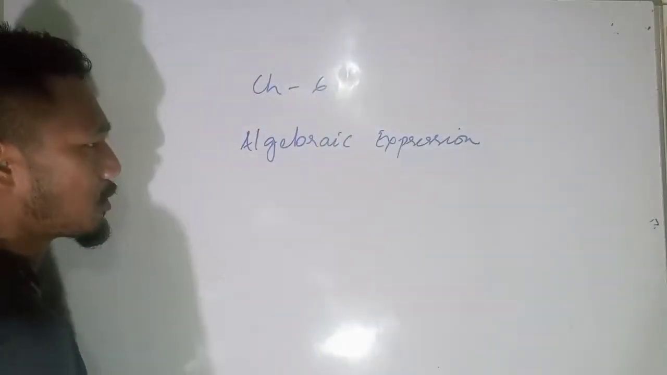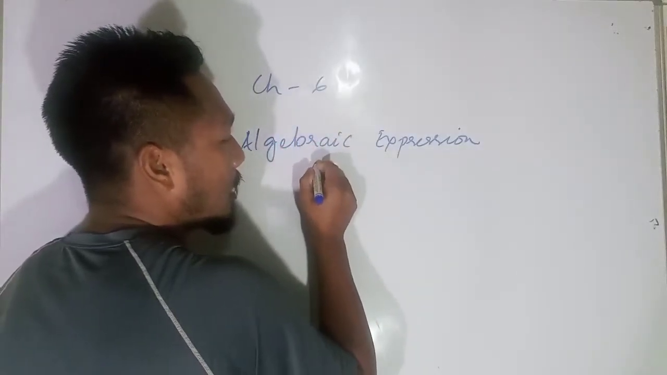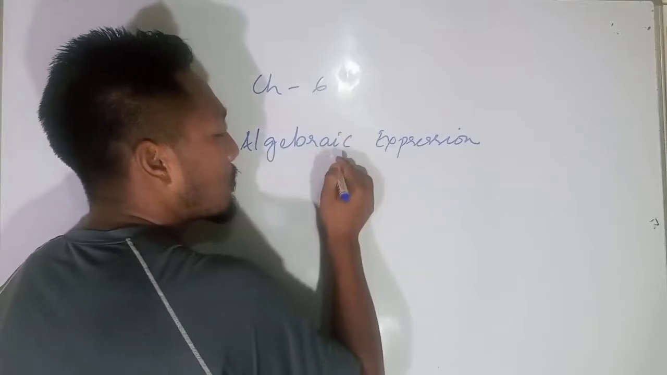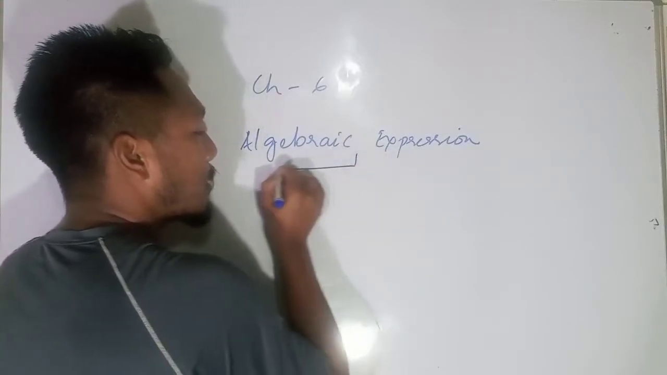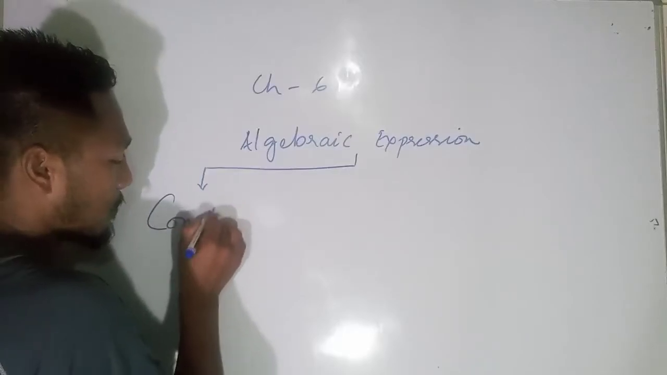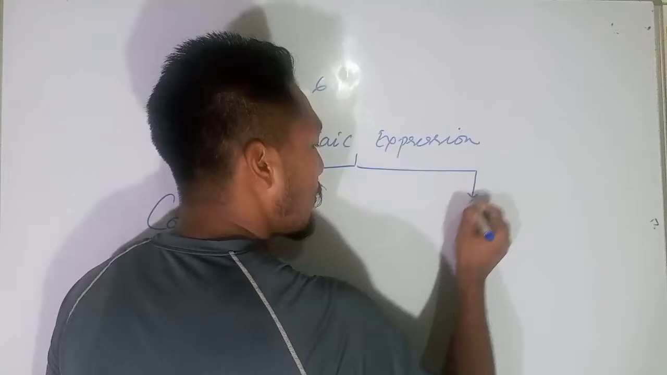Do you know what an algebraic expression is? You see, an algebraic expression is a combination of two important terms, two important symbols. One is what we call constant numbers, and another one is known as the variables.